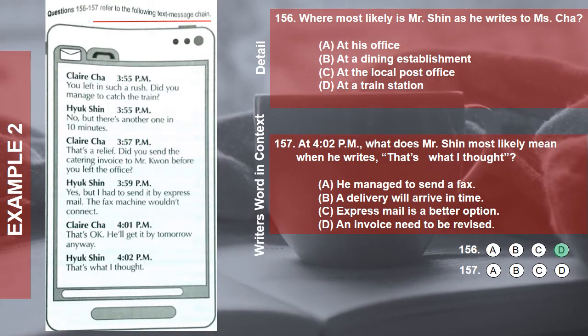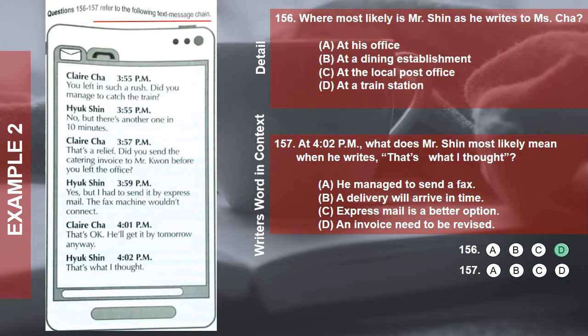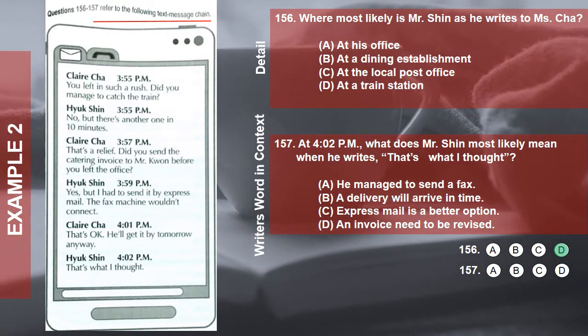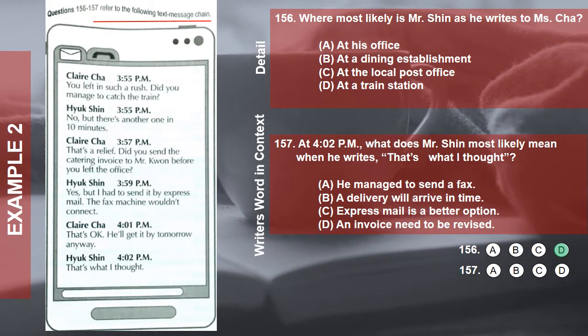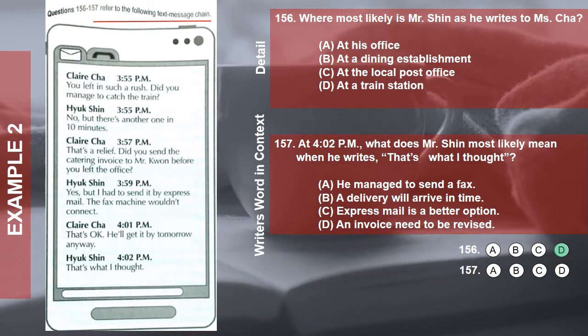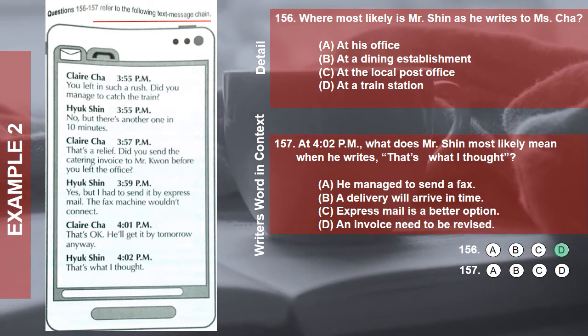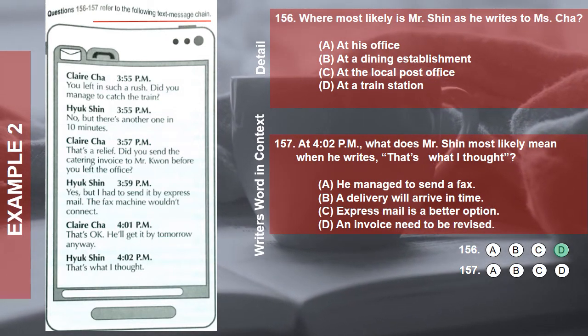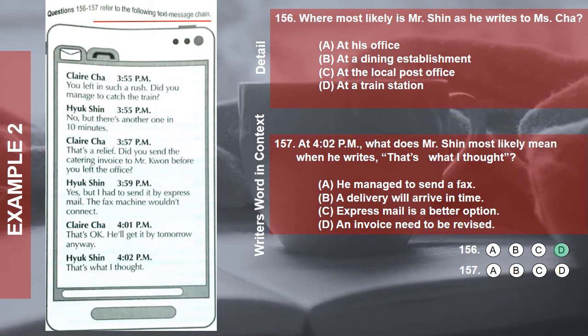So 157 is the new type of question. It's the word in context. So at 4:02 p.m., what does Mr. Shin most likely mean when he says, "That's what I thought"? So that's what I thought, 4:02 p.m.